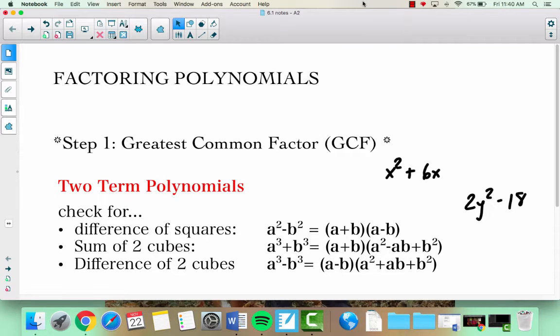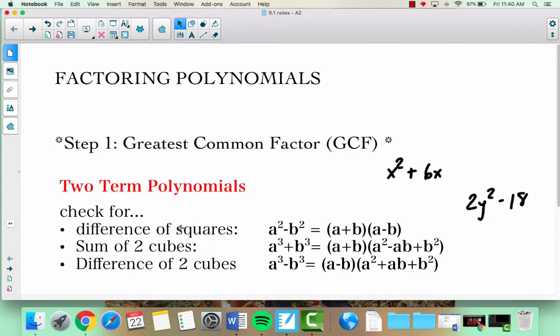The first thing you want to look for pattern-wise is if it's difference of squares. So what that means is that the first term and the second term can both be written as something to the second power. Okay? If they are difference of squares, then you would use this rule where it's factored into a plus b and a minus b. Now that has to be a subtraction in between them. It cannot be a plus, so that's important.